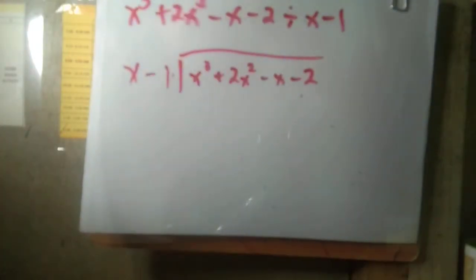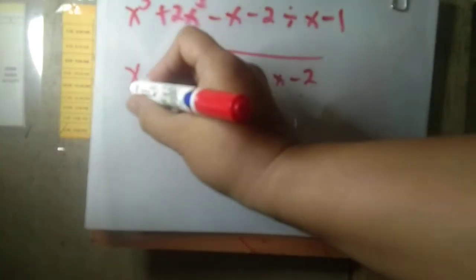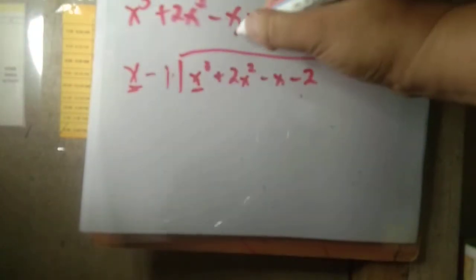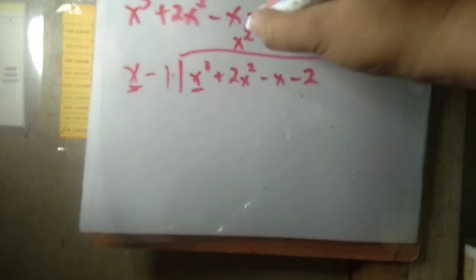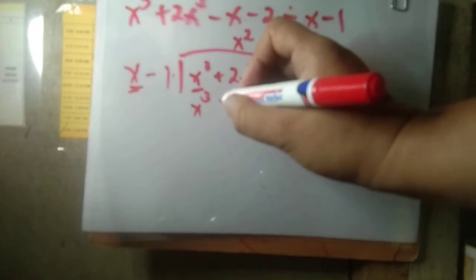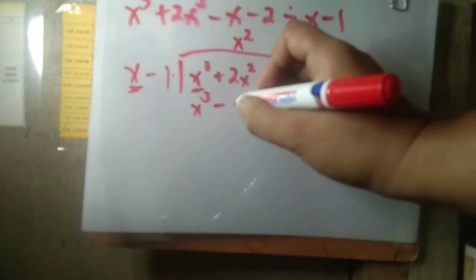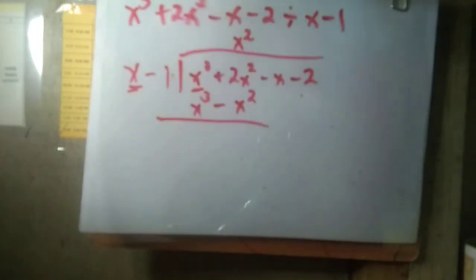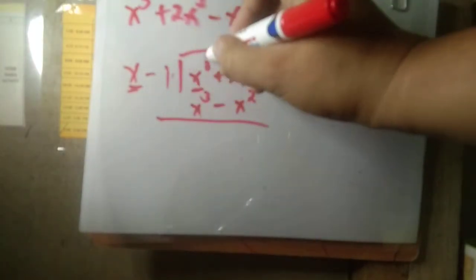So you will start with your first terms. You will be dividing the first terms first. So x cubed divided by x would be x squared. And then afterwards, the multiplication part. So x squared times x would be x cubed. x squared times negative 1 would be equal to negative x squared. And then we will be subtracting them. Okay? So obviously this will be cancelled.